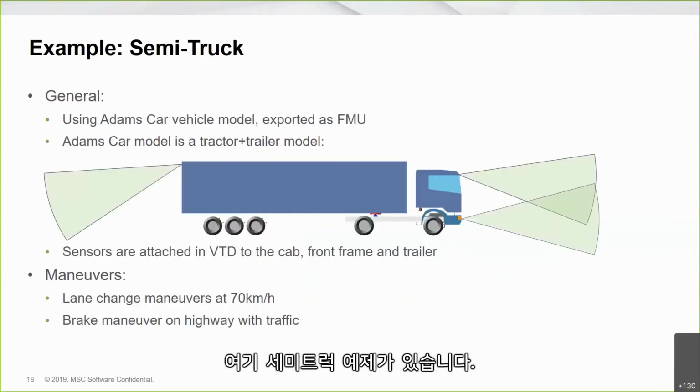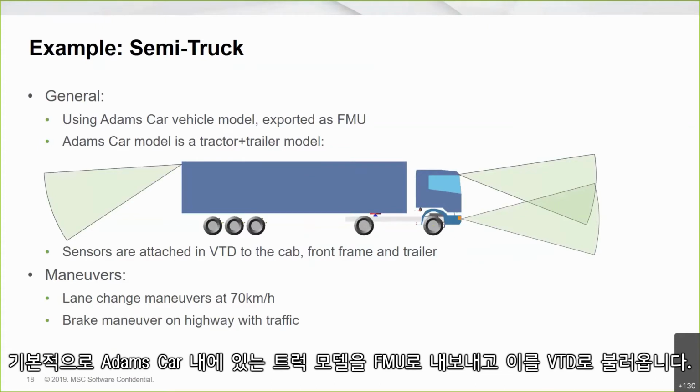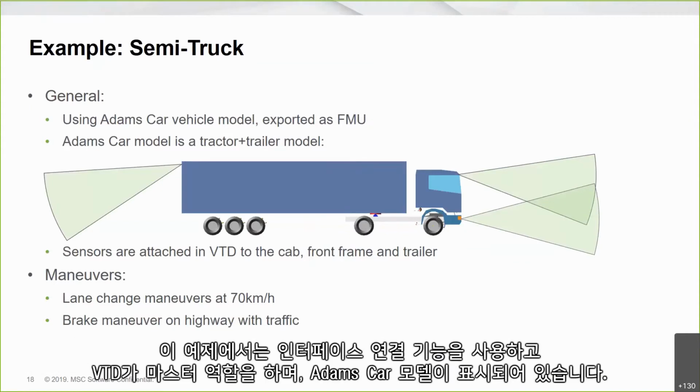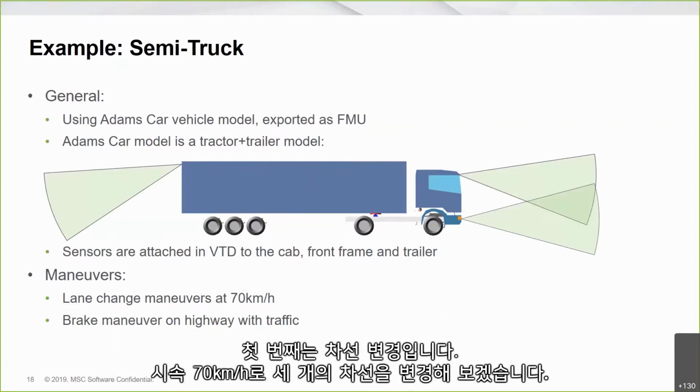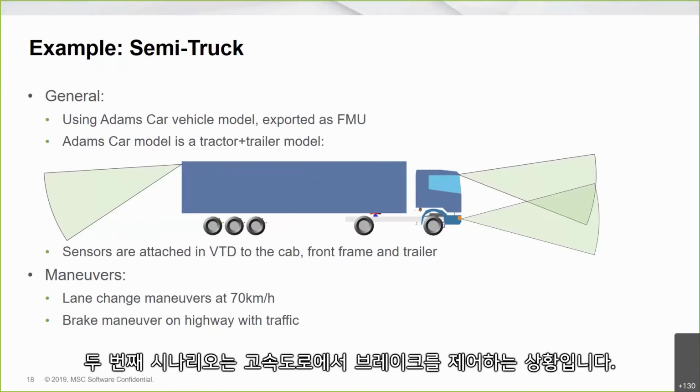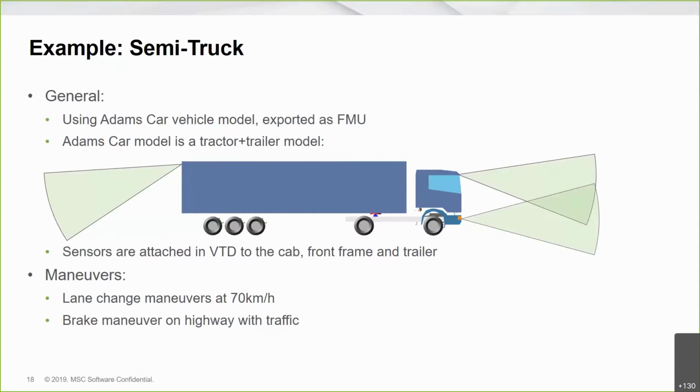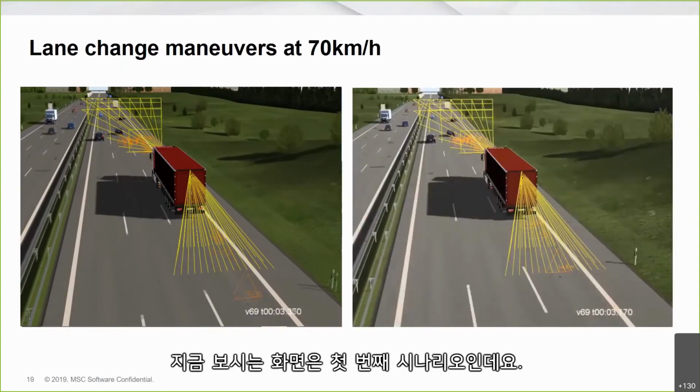So for the semi-truck example here, what we are doing is basically exporting the truck model in Adams Car as an FMU, and we're importing that into VTD. In this case, we're using the Functional Mock-up Interface connection, and VTD is the master and the Adams Car model is the slave. And we're performing two maneuvers. The first is the lane change maneuver. There are going to be three lane changing maneuvers at 70 kilometers per hour. And the second scenario is a brake maneuver on the highway.